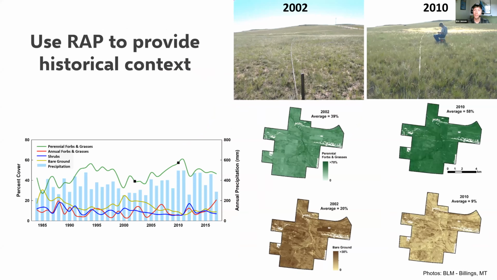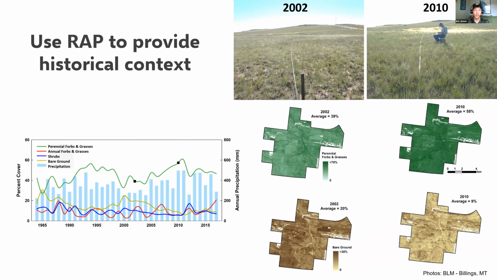Another important aspect of RAP is the ability to look at change through time. And so in this slide, you can see two examples from 2002 and 2010 for the same location. And in each example, whether you're looking at the chart or the maps or the photos, you can see that there's much lower perennial herbaceous cover in 2002 compared to 2010. And the opposite is true for bare ground, where bare ground is decreasing between 2002 and 2010.